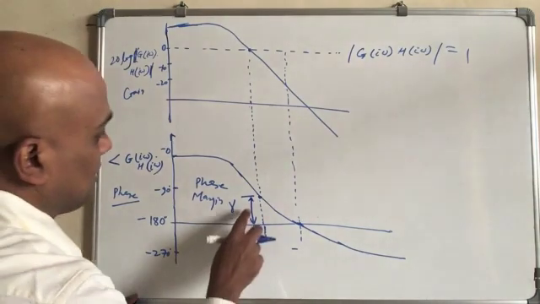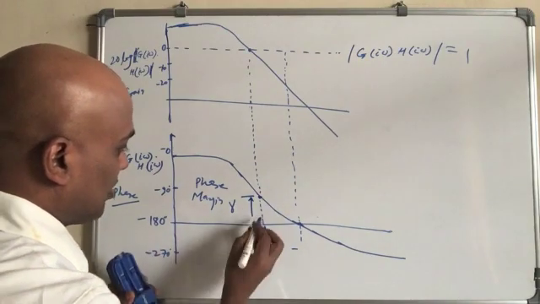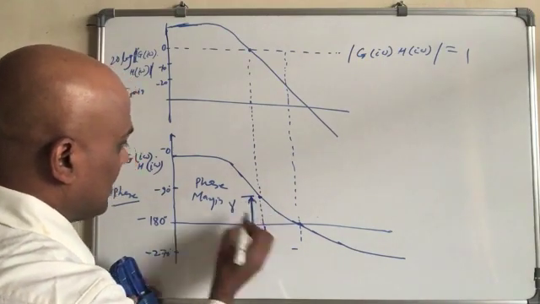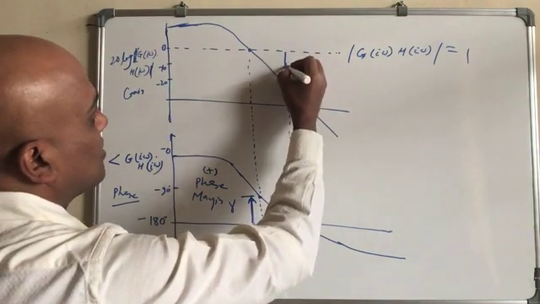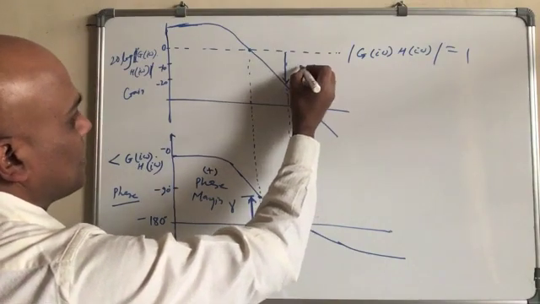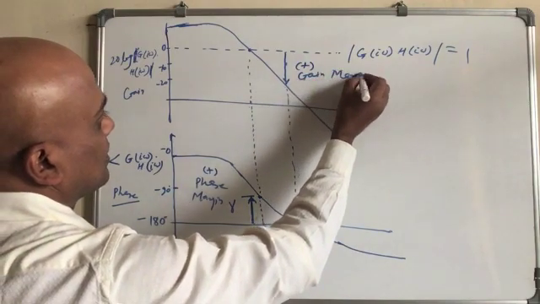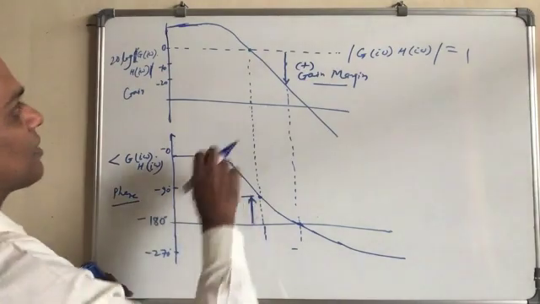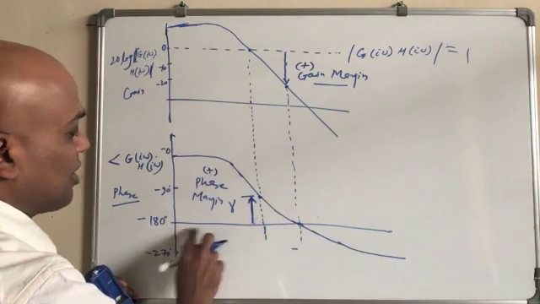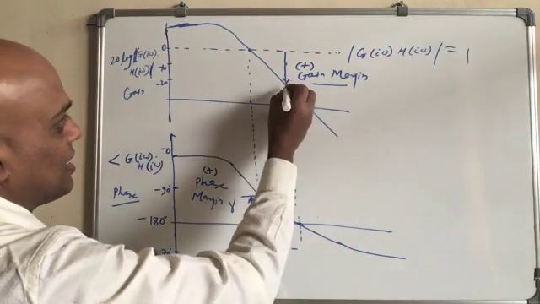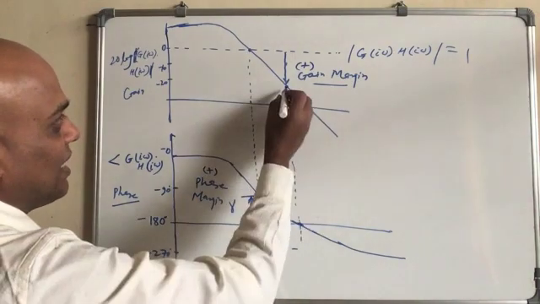Now you are measuring from here upward, positive, so you make it like this. This is a positive gain margin. Here you are measuring from here to here, and this is the positive gain margin. Okay, so at 180 degrees, this is the point which corresponds to minus 180 degree phase. So at this point, this corresponds to the minus 180 degree phase.